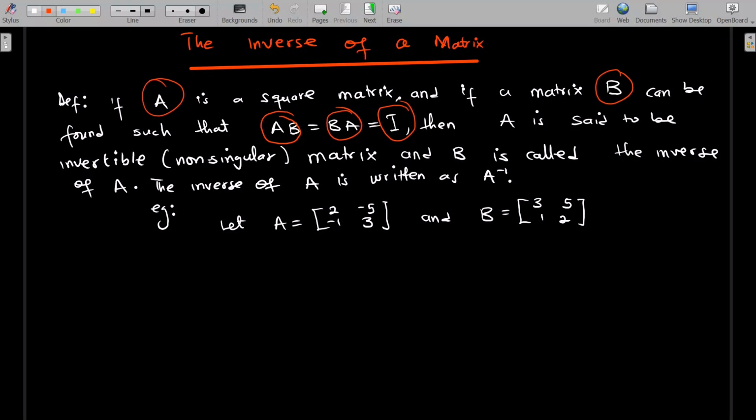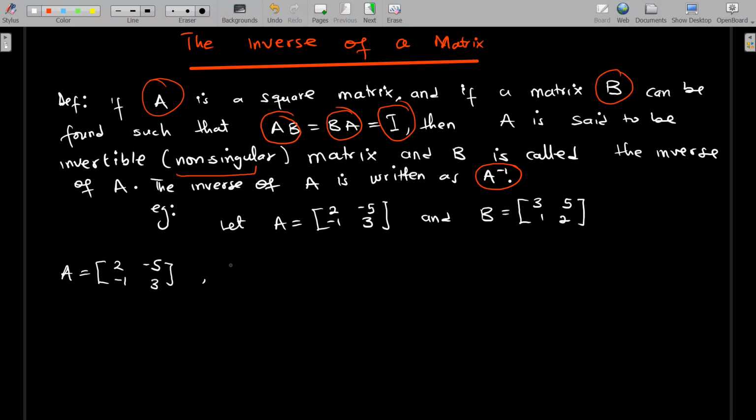Then A is said to be invertible, and the other word for invertible is non-singular matrix. And B is called the inverse of A, and the inverse of A is written mostly as A to the negative 1. So what this whole thing means is that if I have a matrix, an example of that is this A, which is a 2 by 2 matrix: 2, negative 5, negative 1, 3.